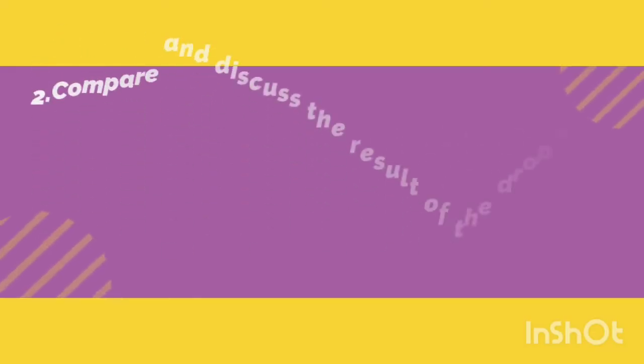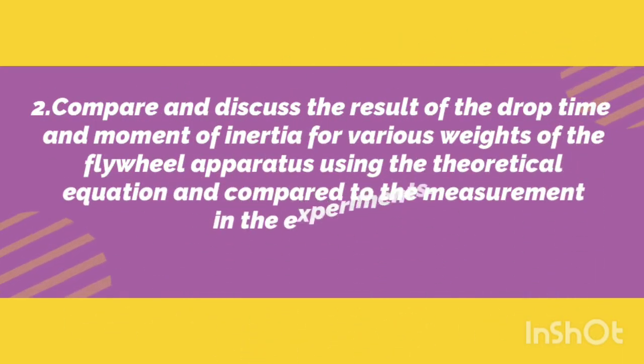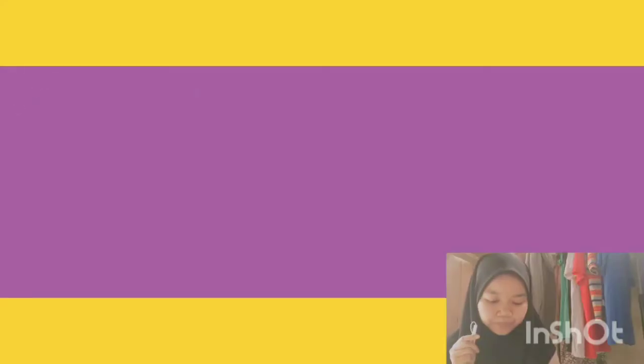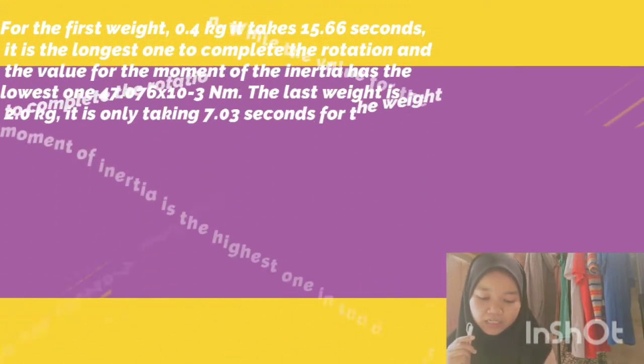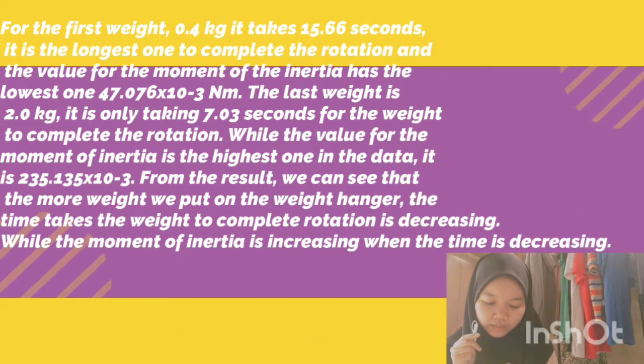Discussion 2. Compare and discuss the result of the drop time and moment of inertia for various weights of the flywheel apparatus using the theoretical equation and compare to the measurement in the experiment. So for the first weight, 0.4 kg, it takes 50.666 seconds, and it is the longest one to complete the rotation, and the value for the moment of inertia is the lowest one.